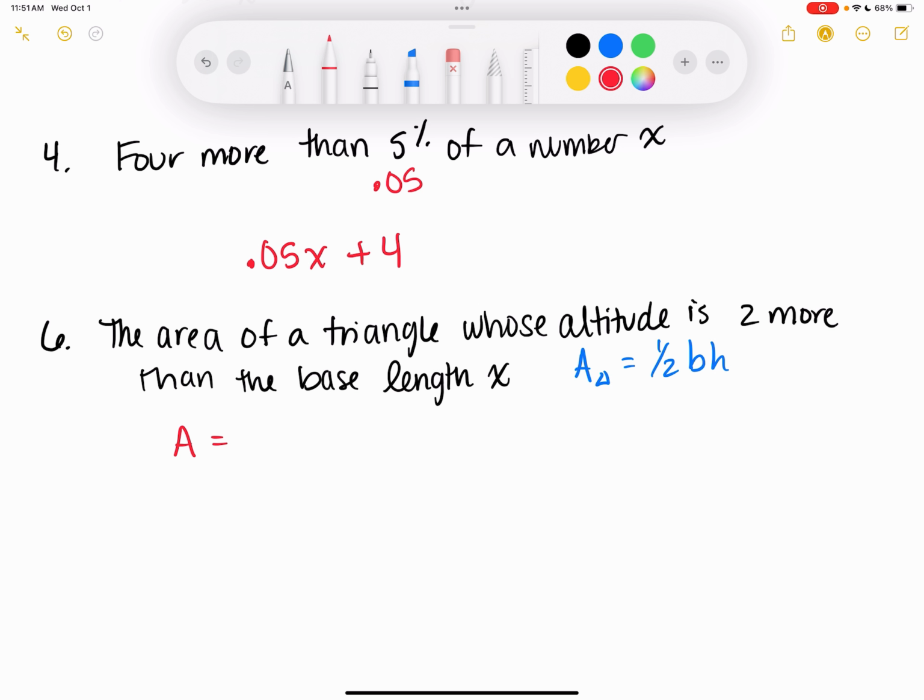So that means base is x. So right now 1/2 x, and then parentheses, an altitude is 2 more than the base length x, so x plus 2. Oh, 2 more, yeah. So you can leave it like that. If you want to multiply this through and get that, that would also be fine, but this would technically be the formula, so you can leave it here.